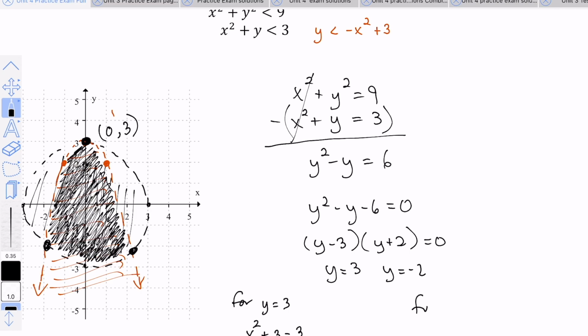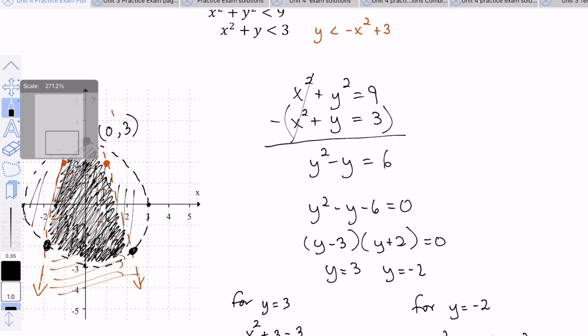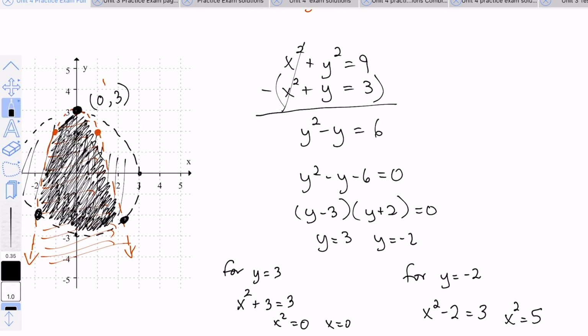Now, for y equals -2, I'm going to use the same equation, x squared plus y equals 3. But now instead of y being 3, it's going to be a y value of -2. So x squared minus 2 equals 3. Add 2 to both sides, and we have x squared equals 5. Square root, we have x equals plus or minus the square root of 5, which is just slightly above 2. So that seems to correspond with this point right here. It's just a little beyond 2 on the x-axis and down to -2 on the y-axis.